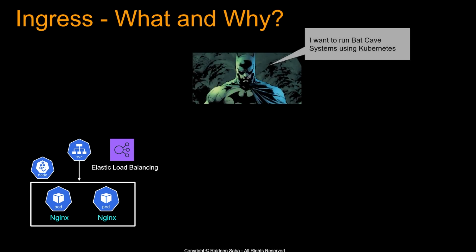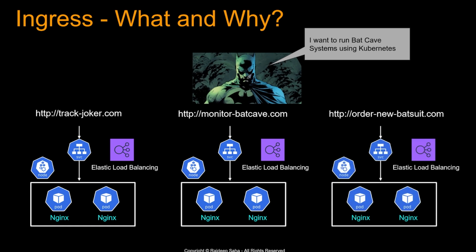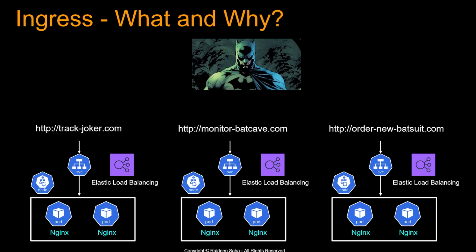Let's say this particular gentleman wants to run Batcave systems using Kubernetes. So you'll have different systems. This load balancer will have a DNS, and you can map that DNS to a URL such as track-joker.com. And then if you want to monitor Batcave, you have another load balancer service with a different URL, and so on and so forth. But then the problem is you cannot have all these different services under the same URL.